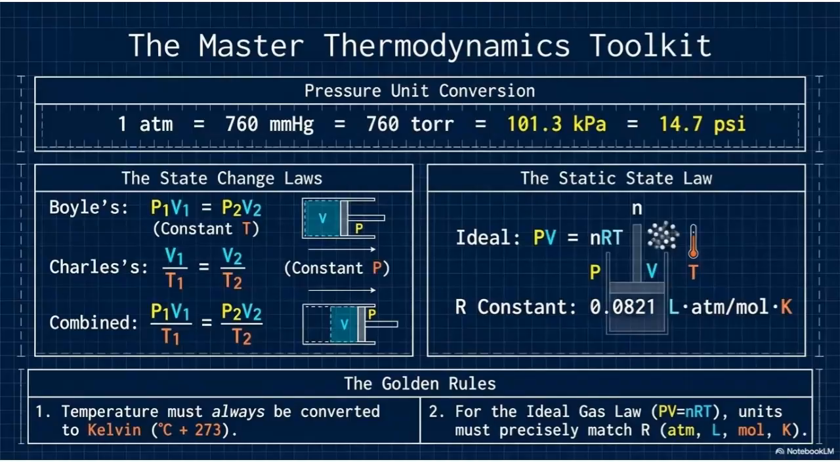Okay. So let's look at a couple problems where I don't tell you which gas law you have to use. Let me pull that out.